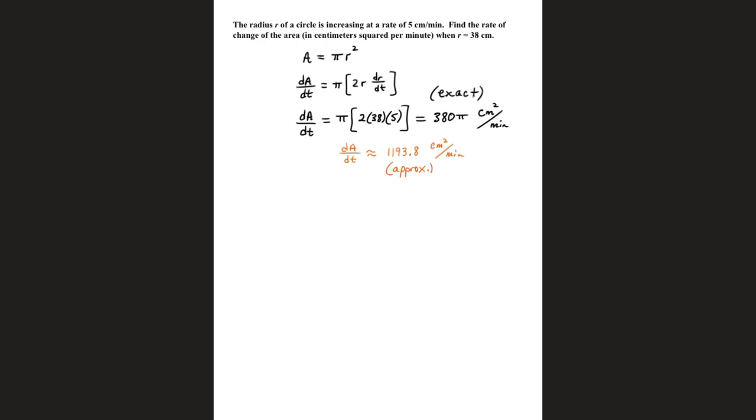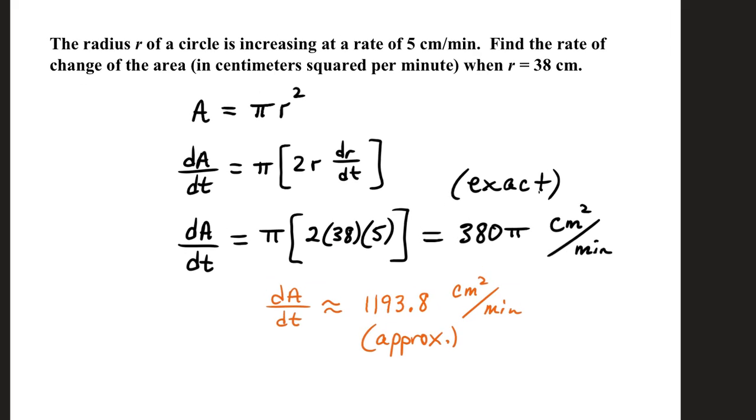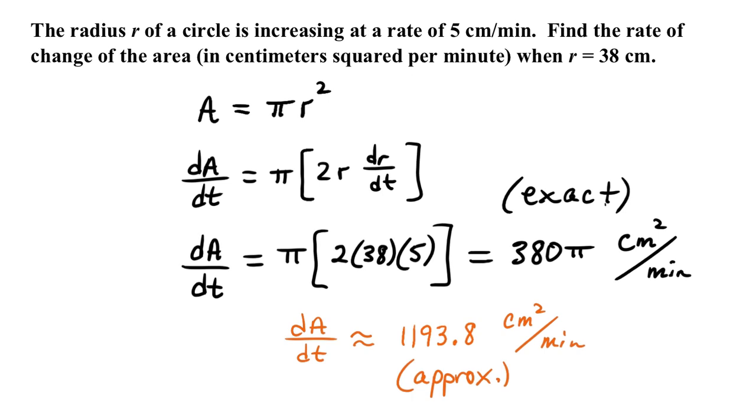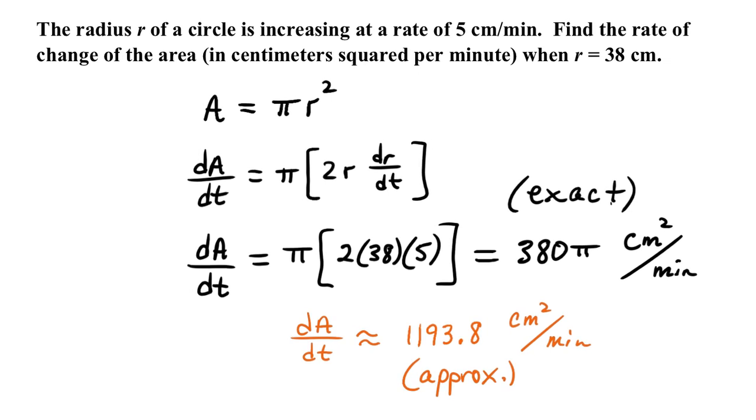The final example we were able to get to in class, we're going to do some more. There'll be another video with some more related rates on it. The radius r of a circle is increasing at a rate of 5 centimeters per minute. Find the rate of change of the area in centimeters squared per minute when radius is 38 centimeters.